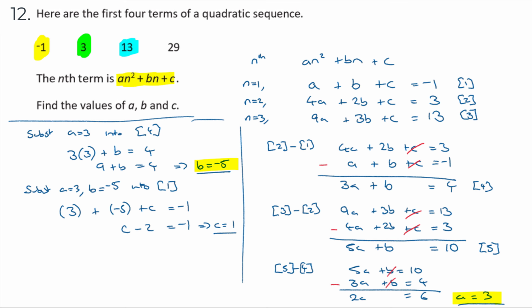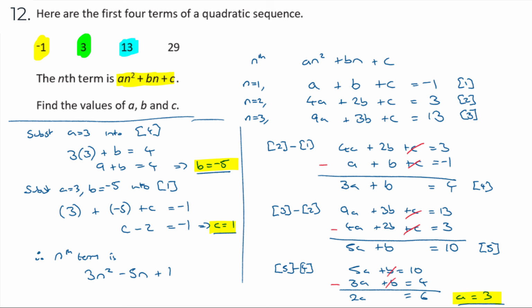Now I know my value of b, which is minus 5, and I know my value of c, which is 1. And I know the nth term is of the form an squared plus bn plus c. So now it's just a matter of plugging those three numbers into that expression to find the nth term. So therefore, the nth term is a, 3, n squared, plus b, negative 5n, plus c, plus 1. So that's my nth term: 3n squared minus 5n plus 1.